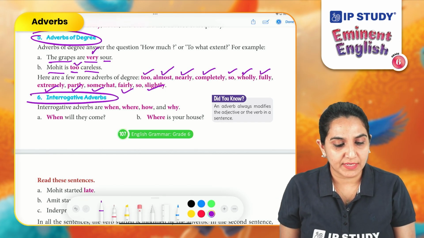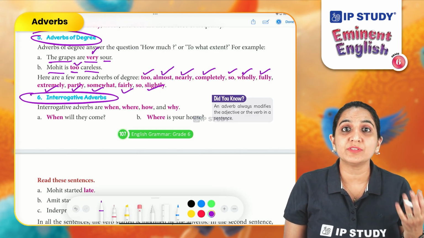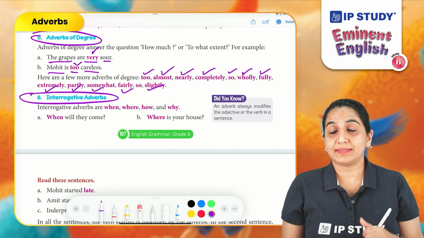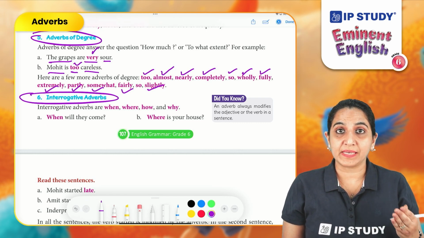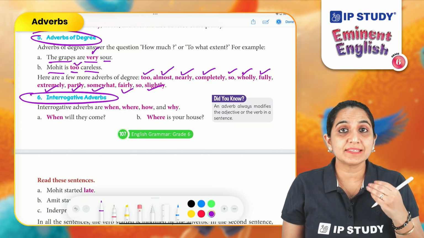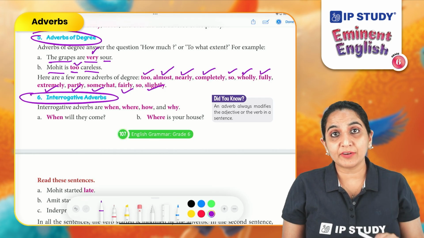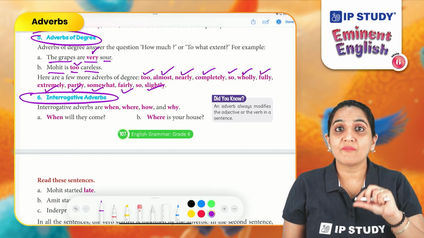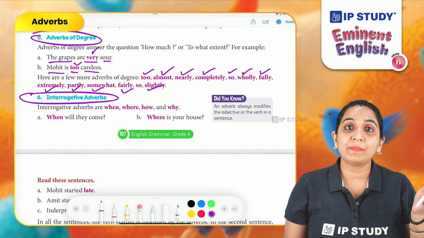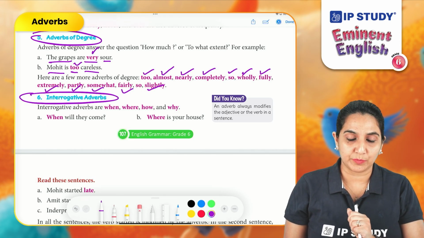Interrogative adverbs. Well, as you already know, interrogative adverbs are those which help us to ask questions. Now, asking questions will be how, what, when, where. Right? This is how we ask questions. So what are interrogative adverbs? When we ask when something is happening, how something is happening, and when we make them in a question form, they are called interrogative adverbs.